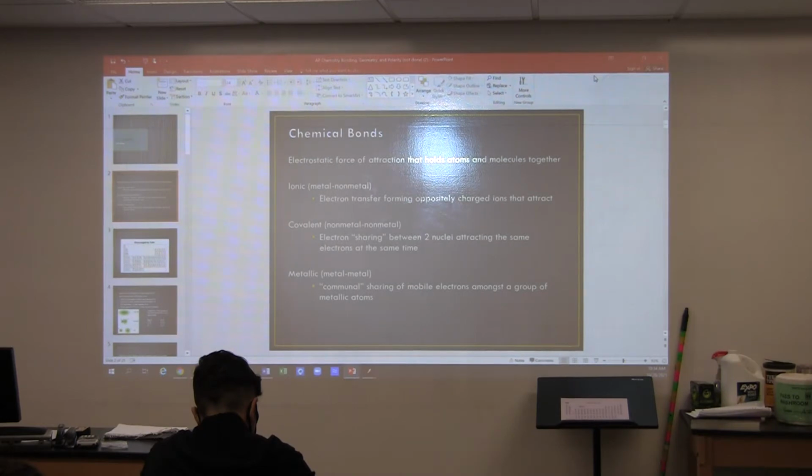So any questions about these three kinds of bonding before I dive into the ionic form? Have I confused anyone yet? Yeah.